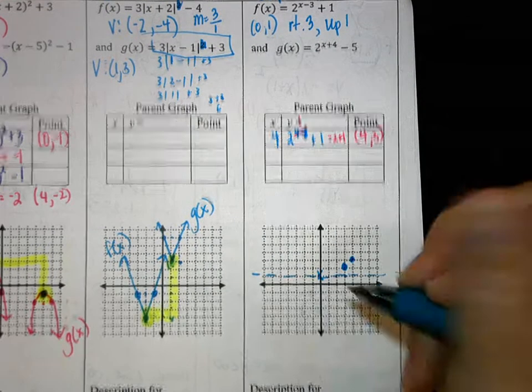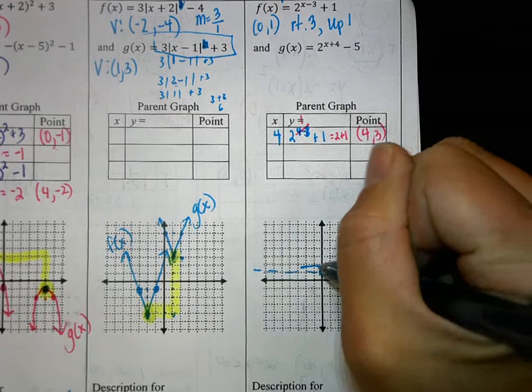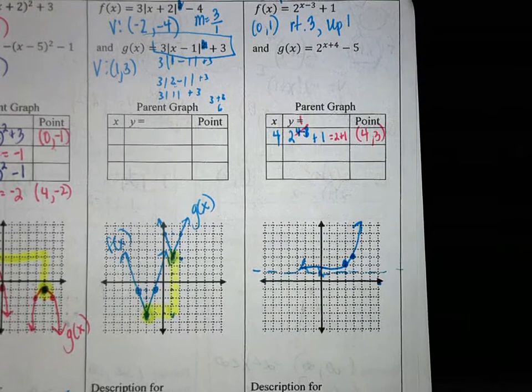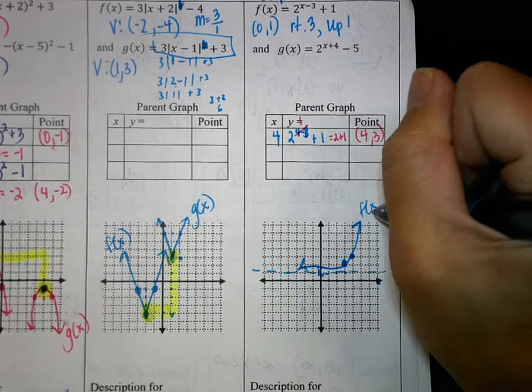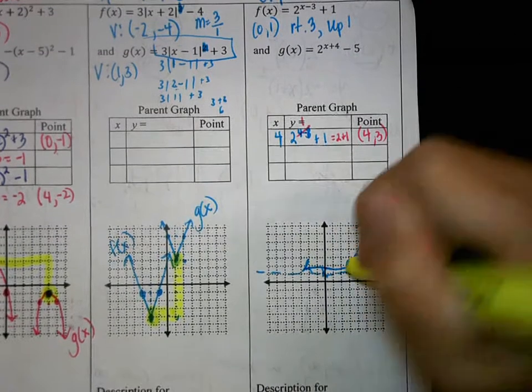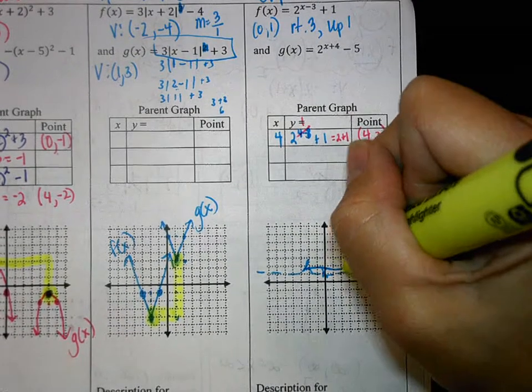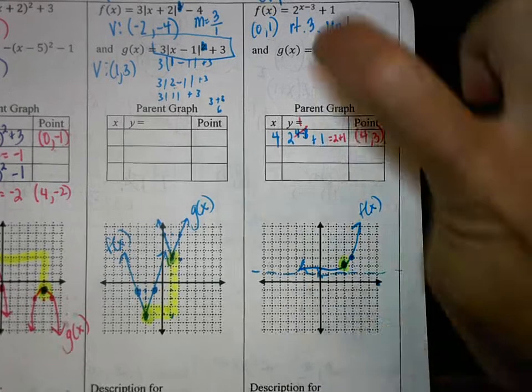And then we're just going to draw our exponential function, and we're going to label that as f of x. Also, I forgot to do this, but we should highlight that starting point. Okay, I'm going to give you less than a minute. I want you to get your starting point for g of x on your own.